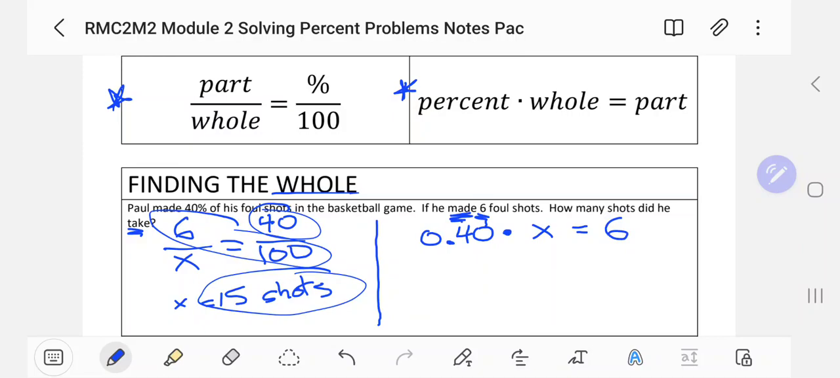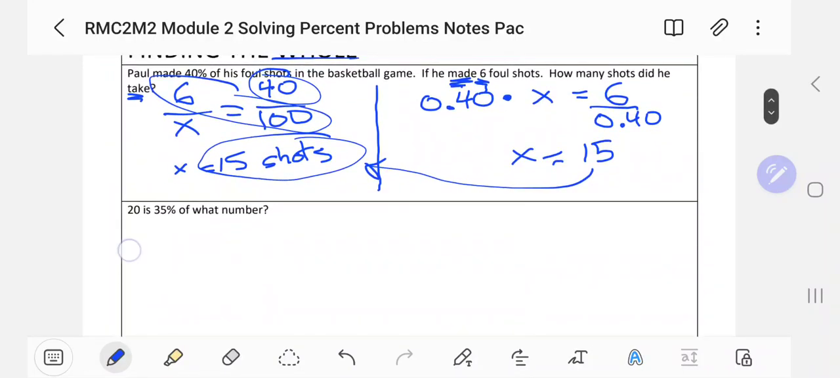Now you have to realize multiplication and division are kind of like inverse operations. So if you can't do the multiplication because we have an x there, then to find out what you would multiply by, we're going to divide. Do the inverse operation. Okay? So we're going to get x equals, and then if you do 6 divided by 0.40, you get 15, and that's 15 shots. All right? Same. All right, let's go to the next one.